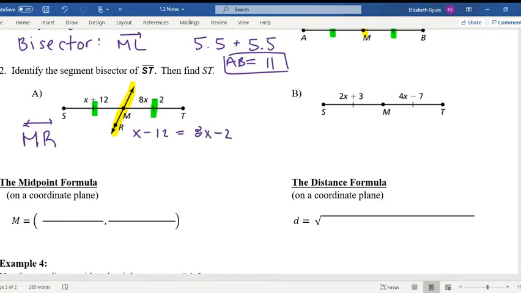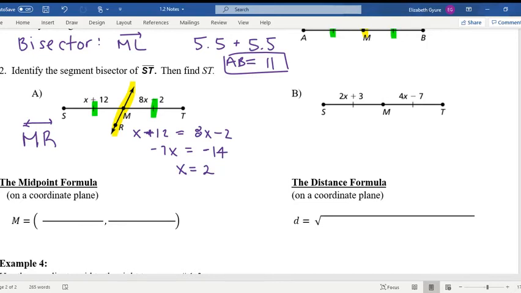I'm going to subtract my 8x over. That's going to give me negative 7x. I'm going to add my 12 over. That is going to, oh, I copied this wrong. My bad. X plus 12. That's why I was confused. So I'm going to subtract my 12 over. That's going to give you negative 14. Divide both sides by negative 7, and you should get positive 2.